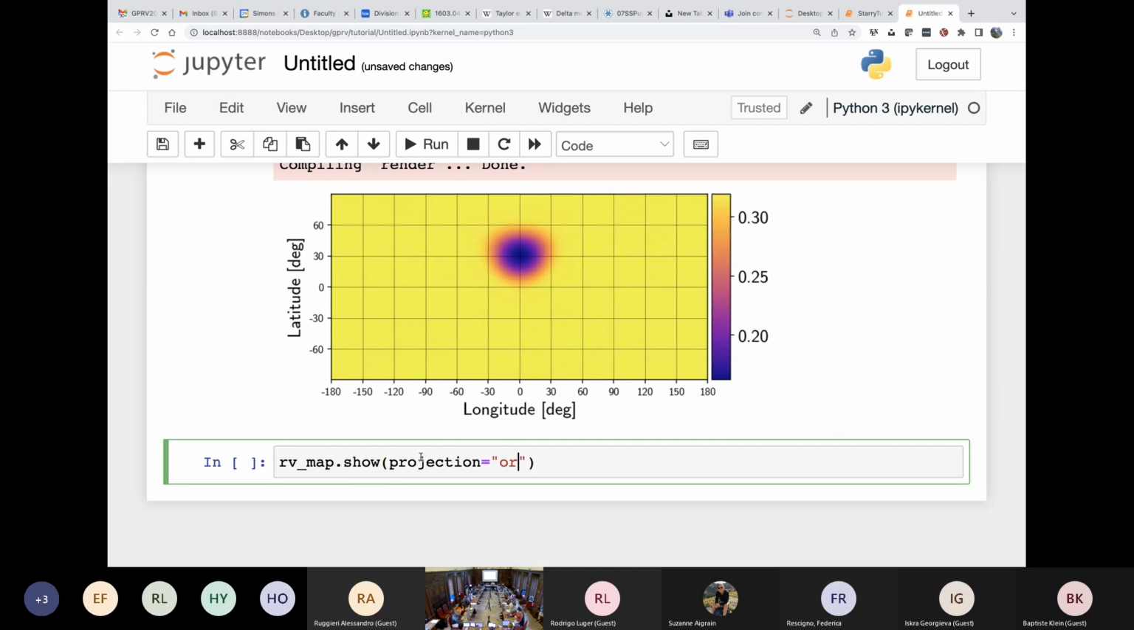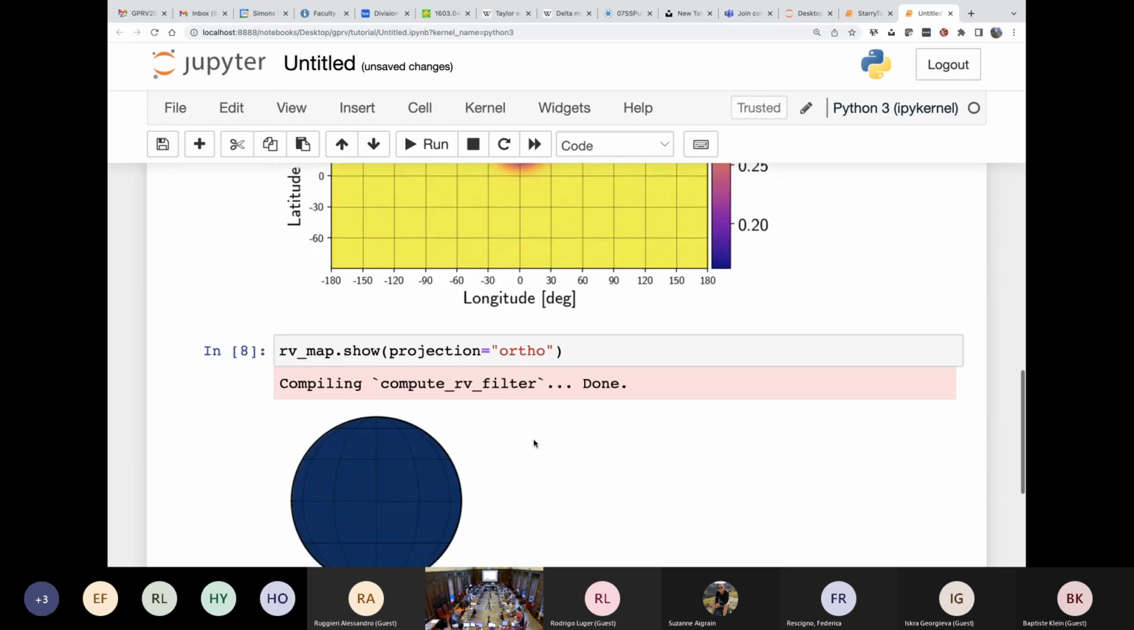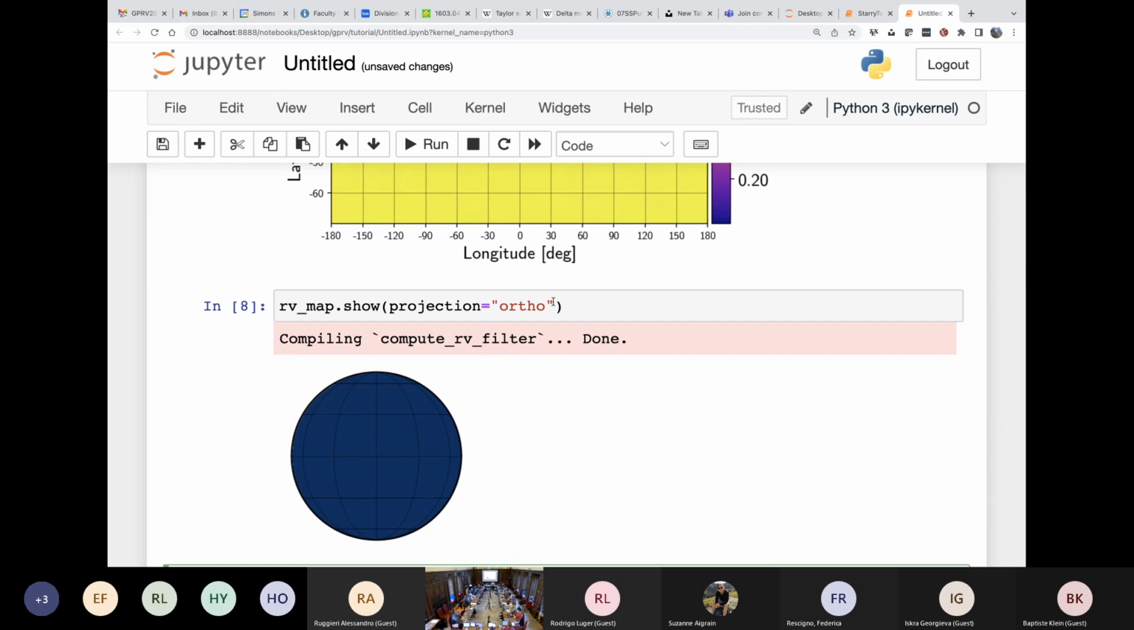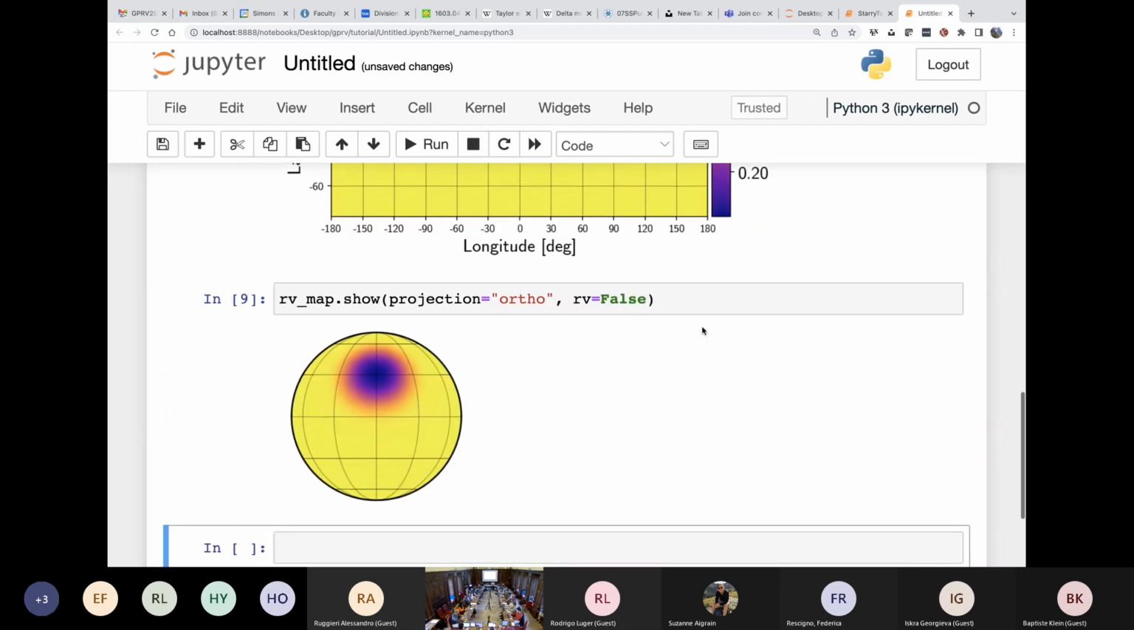We can also do orthographic projection, ortho for short. And that'll show you, okay, so this is the velocity map. It's featureless. So let's do RV equals false again, and that'll just show you what the star looks like on the sky. What's the RV featureless? Because I haven't assigned an equatorial velocity to the star. I'll do that shortly. Can you change the phase at which you look at the star? Kind of, yes, you can.